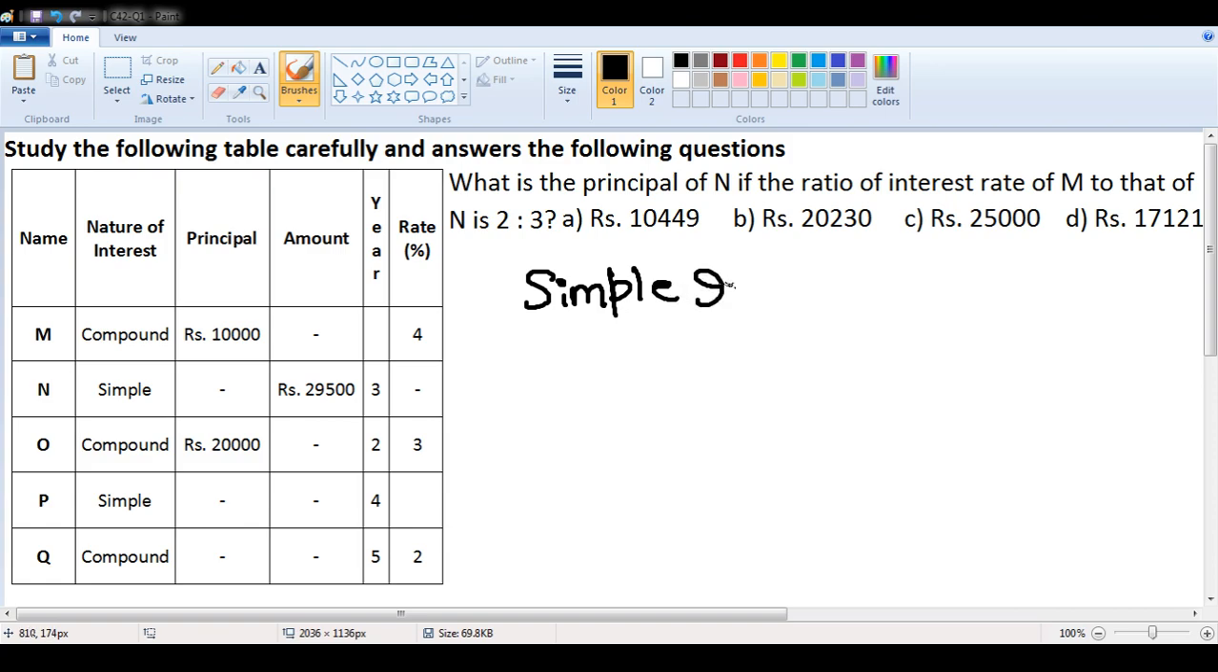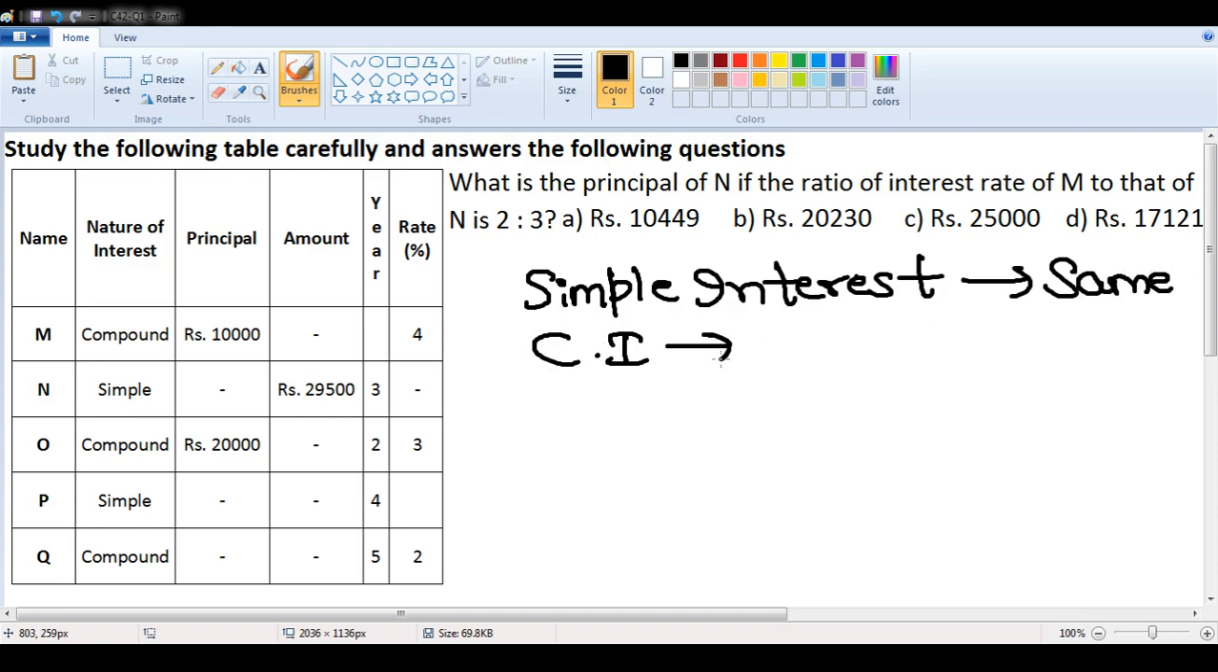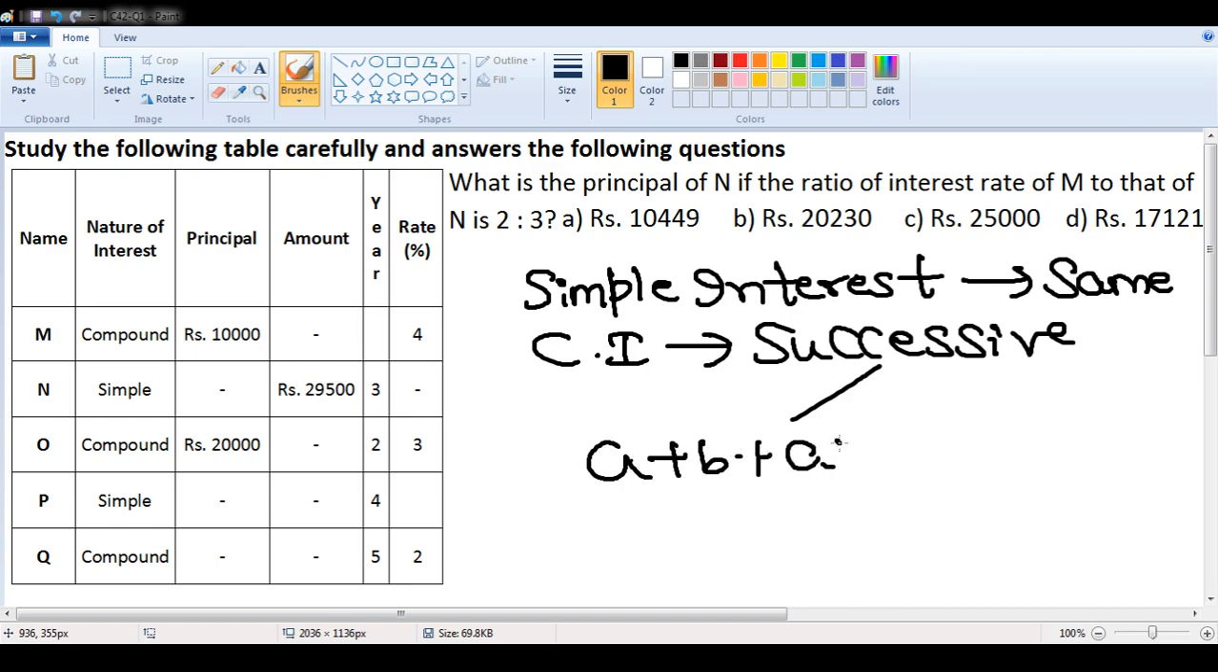In case of simple interest, rate of interest is same every year. In case of compound interest, rate of interest is always successive, and successive percentage is given by A plus B plus A into B divided by 100 percentage.